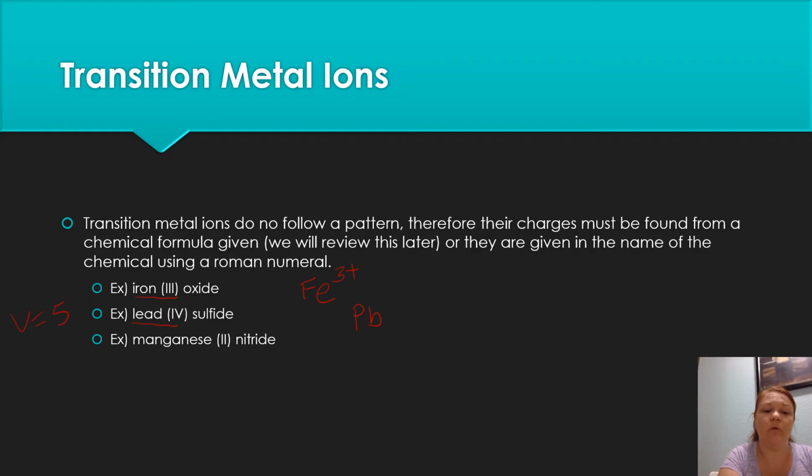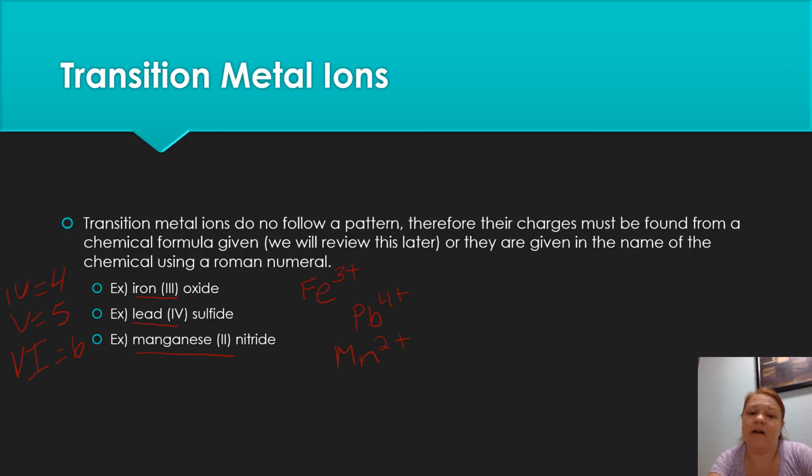So 1 before 5, IV, put it up here, is 4. It's the number 1 before 5. If you have VI, it's 1 after 5, so it's 6. Okay, so lead is going to be a 4+ charge. And then our last one, manganese, is Mn, and it has a Roman numeral 2, so it would have a 2+ charge. So that's how we would find the charges for those.